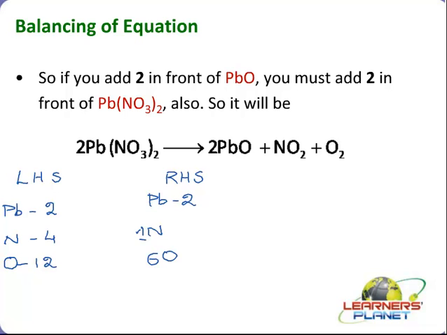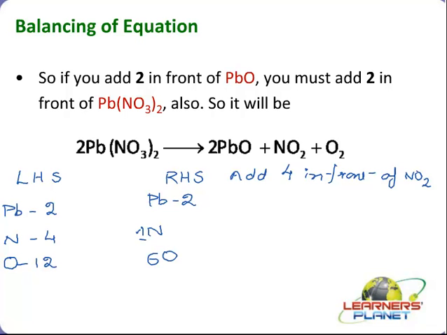Just tell me, is the equation balanced? No. So students, our equation is not yet balanced. Now how many nitrogen do you require on the RHS side? I require 4 nitrogen. So what I can do is add 4 in front of NO2. Got my point? Now what will my equation become?